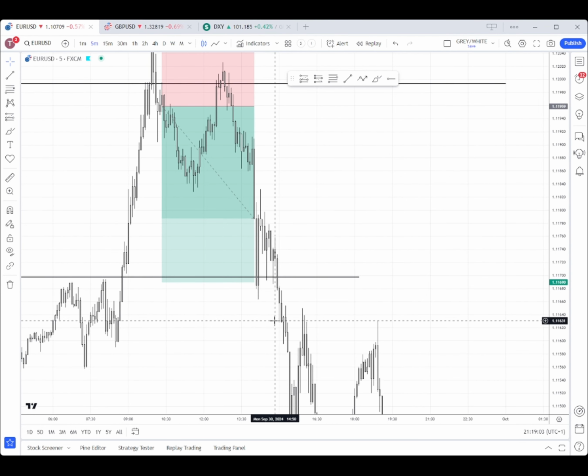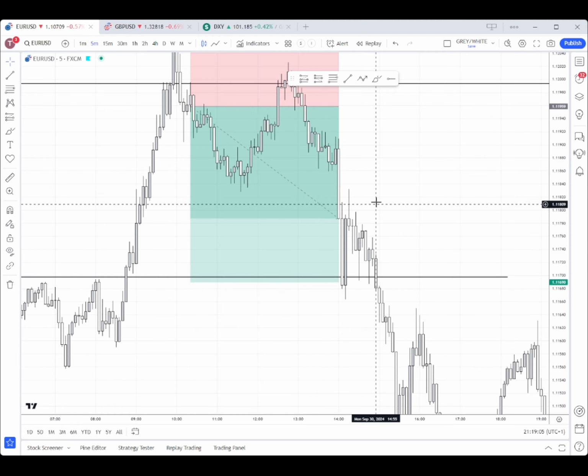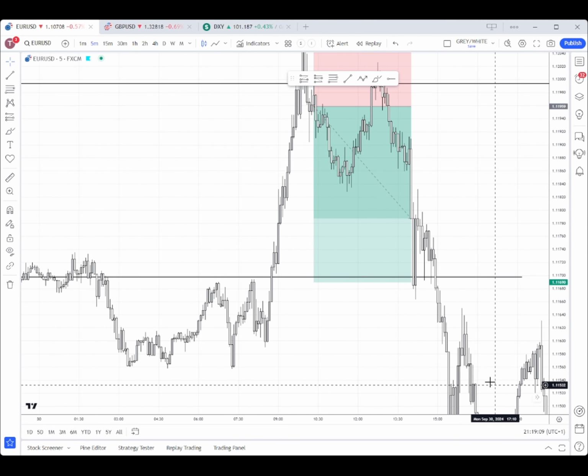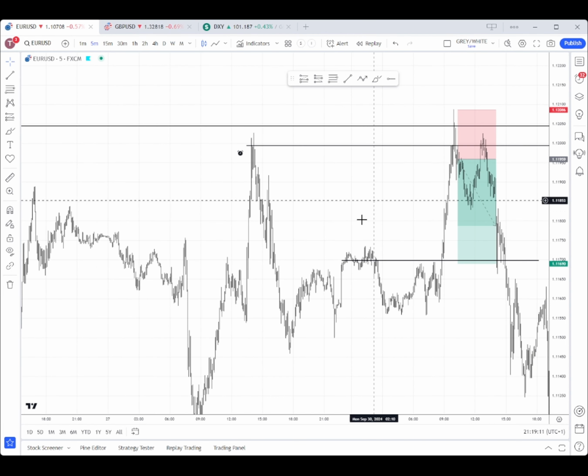So obviously price sold off. We had this major big bearish engulfing, and then we also sold off again and hit TP. So yeah, this made me about $300.